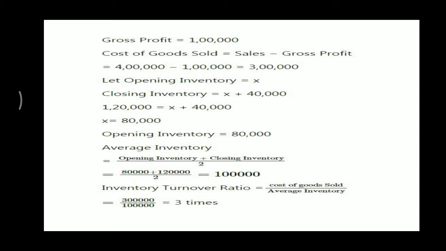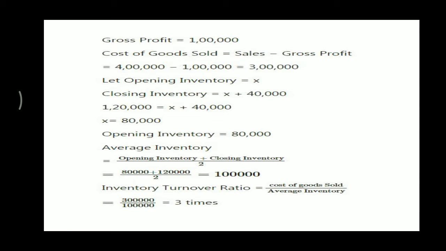So we are getting cost of revenue from operation or cost of goods sold as 3 lakhs. Now for the calculation of opening inventory, we will assume that opening inventory is equal to X. Now since closing inventory is more than opening by 40,000, we'll write that closing inventory is X plus 40,000. Because in the question, closing inventory is 40,000 in excess of opening inventory. So that's why we are writing opening inventory X, closing inventory is equal to X plus 40,000.